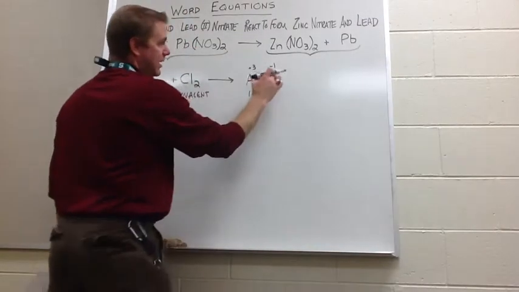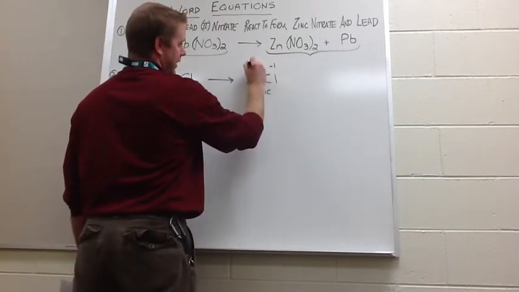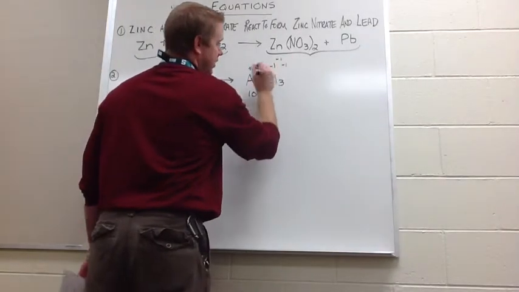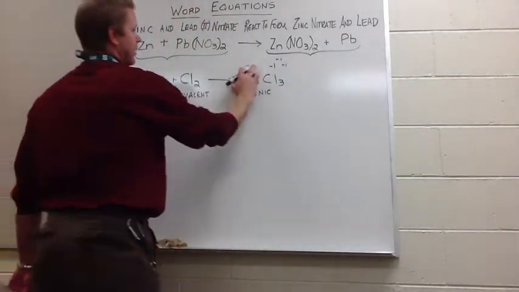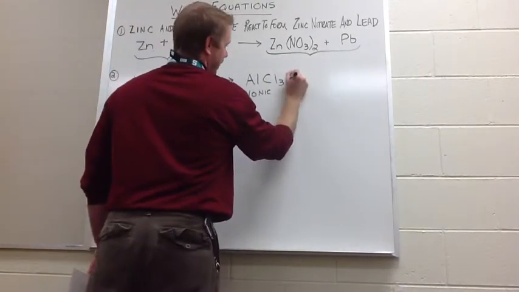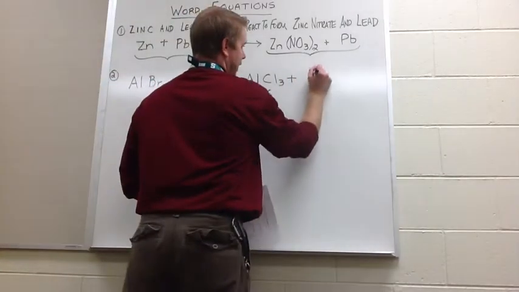So we still need to make that charge thing happen. So therefore, -1 does not cancel +3. 3 -1 chlorines does cancel that. We get rid of the charges just to make things look a little bit cleaner. And is symbolized with a plus sign, and then again it says bromine gas.